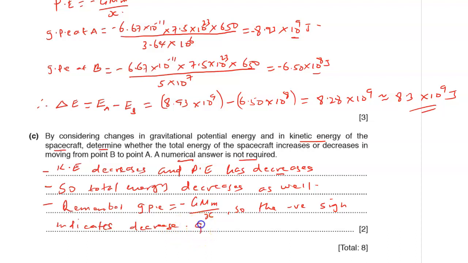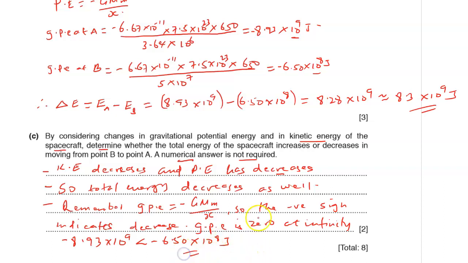GPE is greatest at infinity, where GPE is 0. Remember that 0 is greater than any negative number. All right, so what you are saying is that minus 8.93 times 10 raised to power minus 9 is less than minus 6.50 times 10 raised to power 8 joules. So the energy has decreased. So take note of that. So the overall total energy has decreased as well.